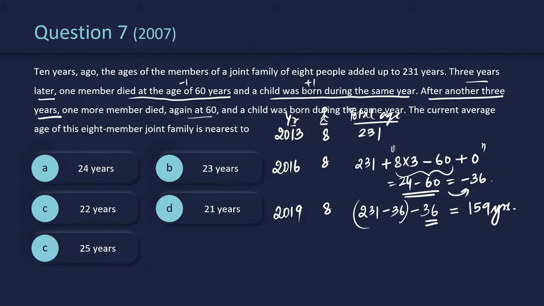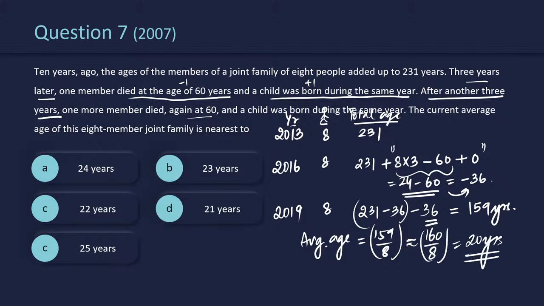If 8 people's total age is 159 years, can we say the average age of a person in this family will be 159 by 8? Now 159 मेरे को नहीं पता 8 से कितना देता है. I do know that 160 by 8 is going to be 20 years. So the average age of each of the members in 2019 was 20 years.